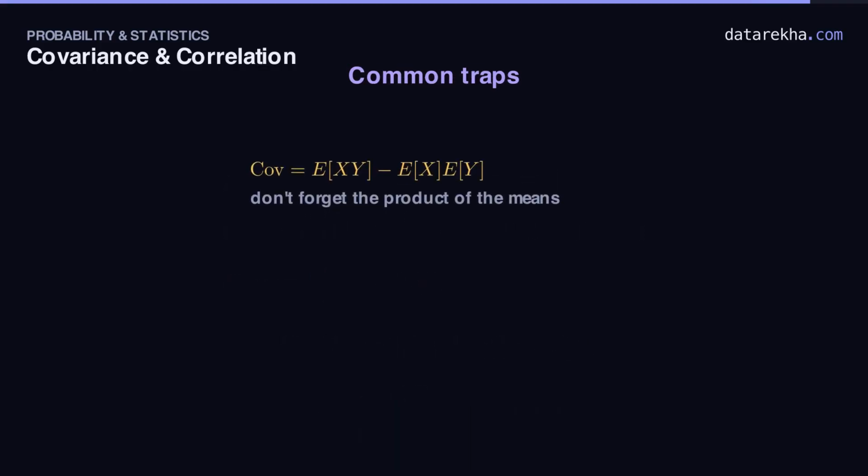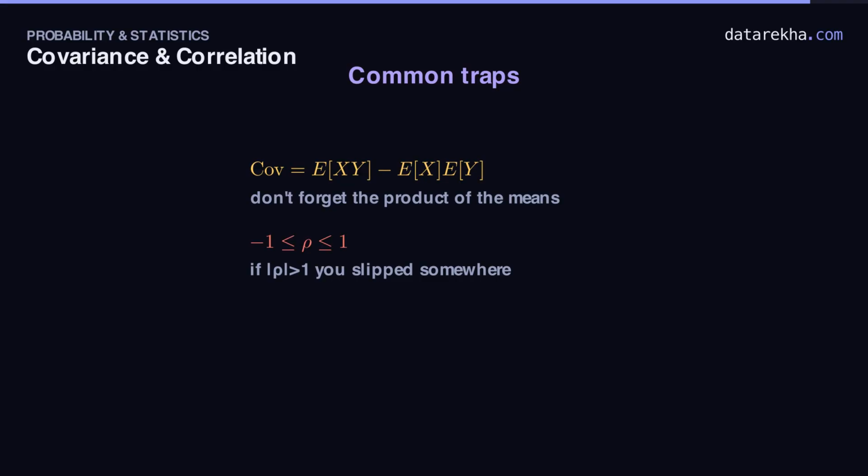Trap 1. Dropping the product of the means. Covariance is E of xy minus E of x times E of y. Never just E of xy on its own. Trap 2. Accepting an impossible correlation. Rho can never leave minus 1 to 1. If your answer spills past that, there's an arithmetic mistake.